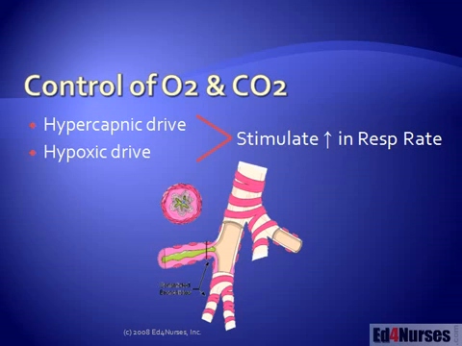Now, normally our respiration is controlled by both of these different drives. We have a hypercapnic drive and a hypoxic drive. Hypercapnic means that if your CO2 level becomes high, you will breathe faster. The hypoxic drive means if your oxygen level becomes low, you will breathe faster. Now, everyone has both of these drives, including your COPDer.